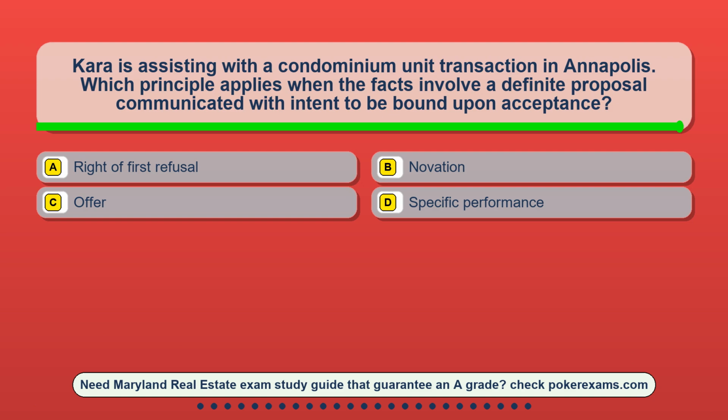Question 15. Kara is assisting with a condominium unit transaction in Annapolis. Which principle applies when the facts involve a definite proposal communicated with intent to be bound upon acceptance? Option A, right of first refusal. Option B, novation. Option C, offer. Option D, specific performance.